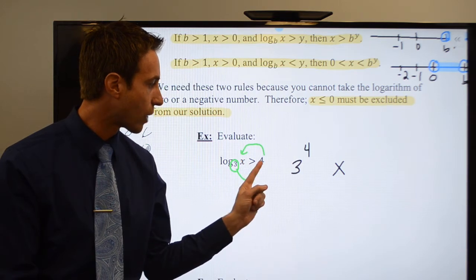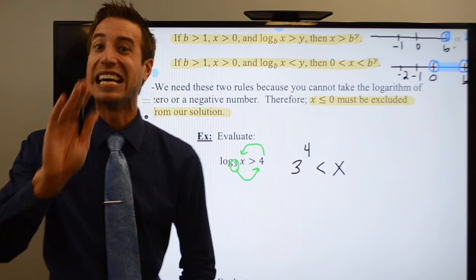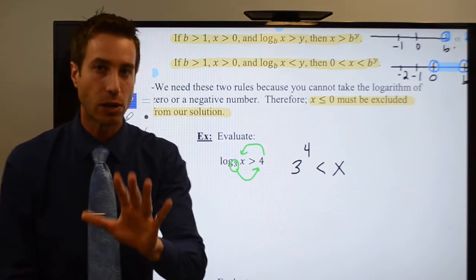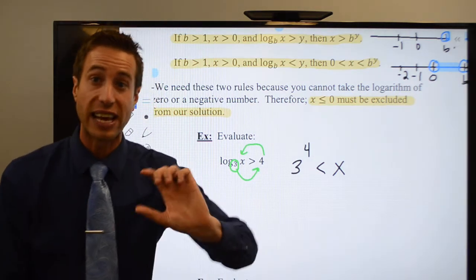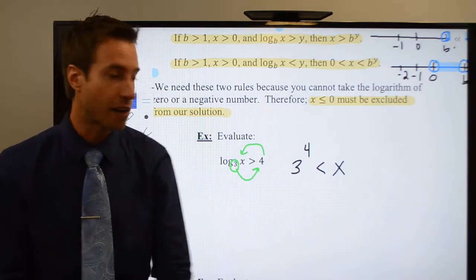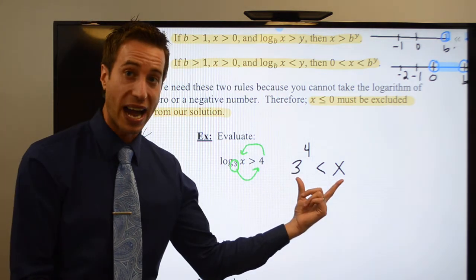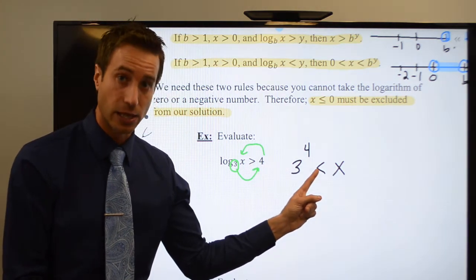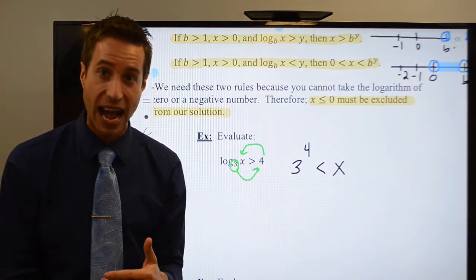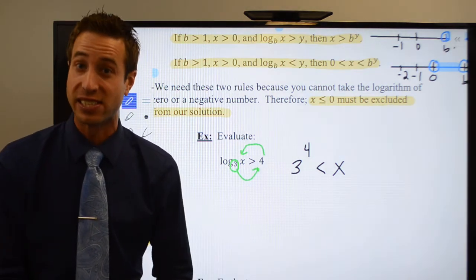Since x is greater, x needs to be greater. It looks like, please don't get confused here, I've flipped my inequality. I haven't. Look very carefully at it. X is greater. When I rewrite it, x is still greater. I haven't actually flipped my inequality. I've just made sure my inequality stays the same.